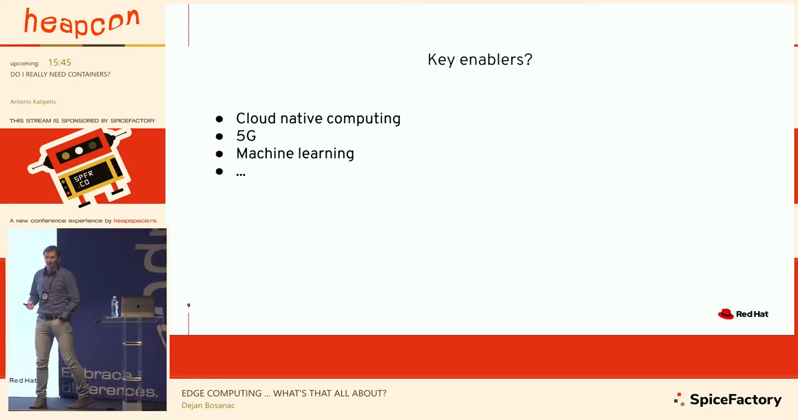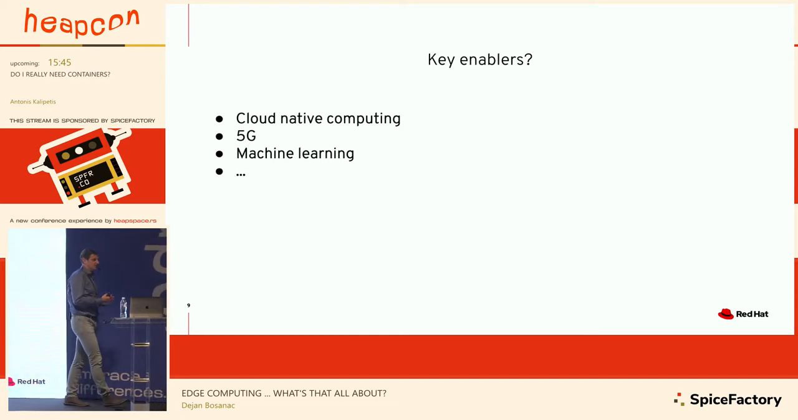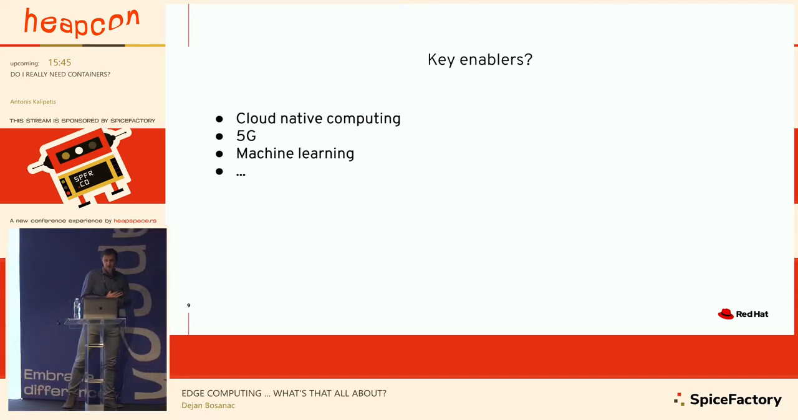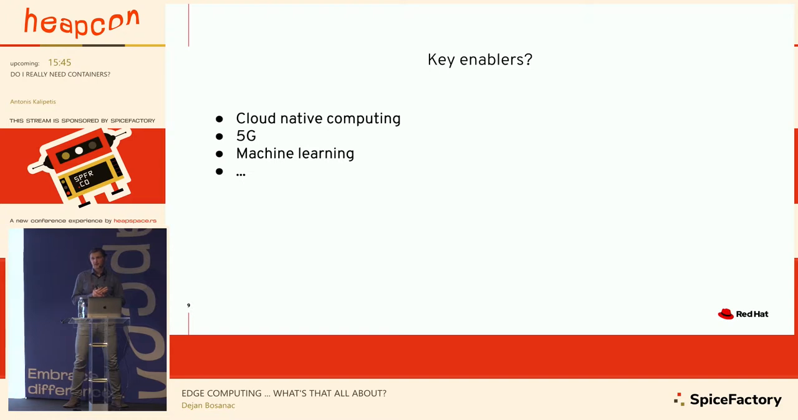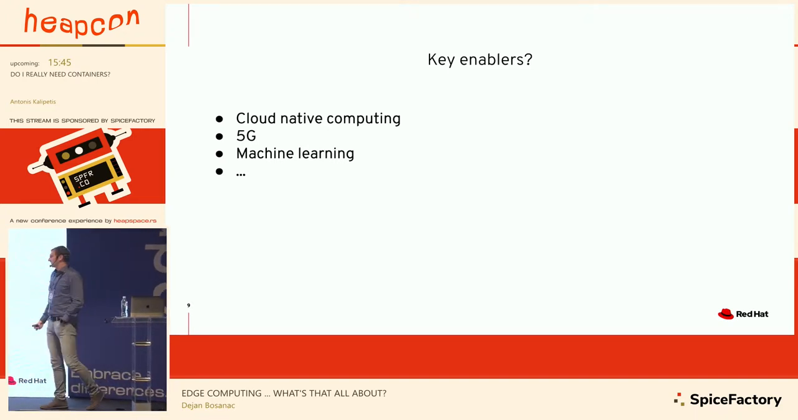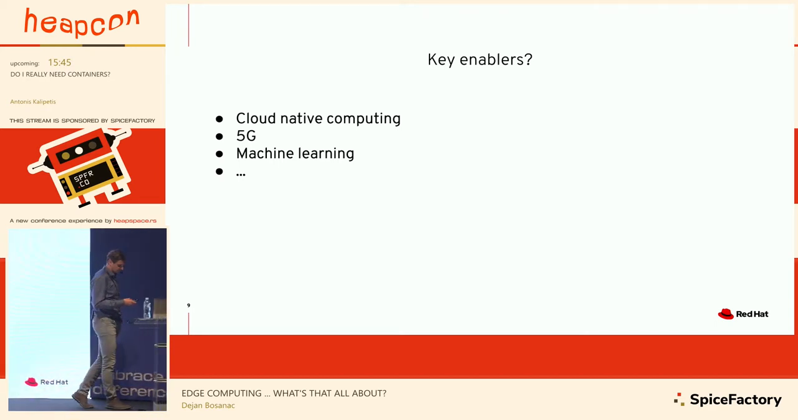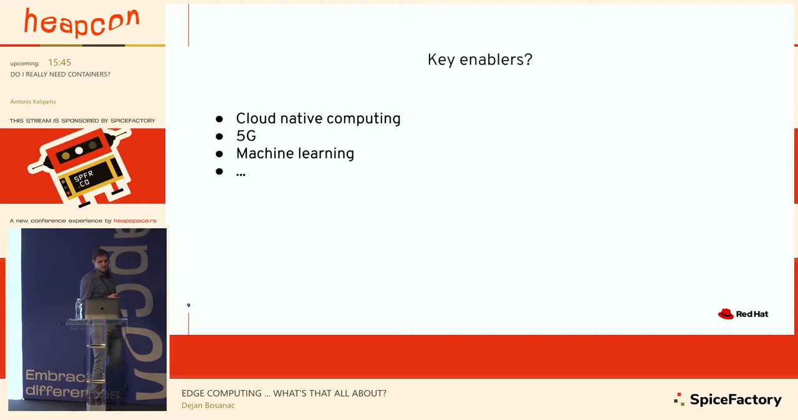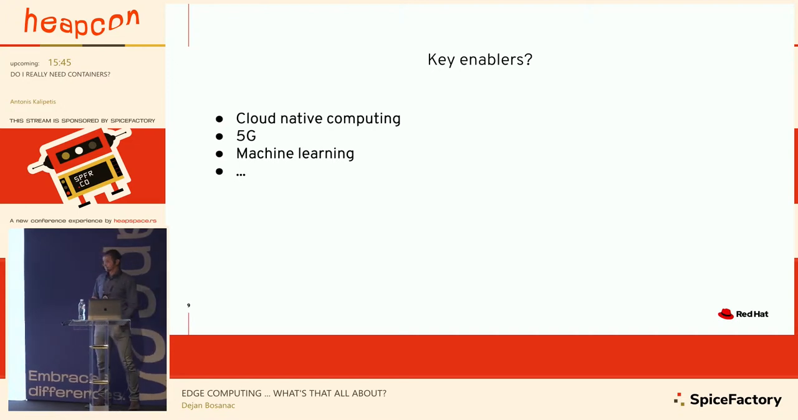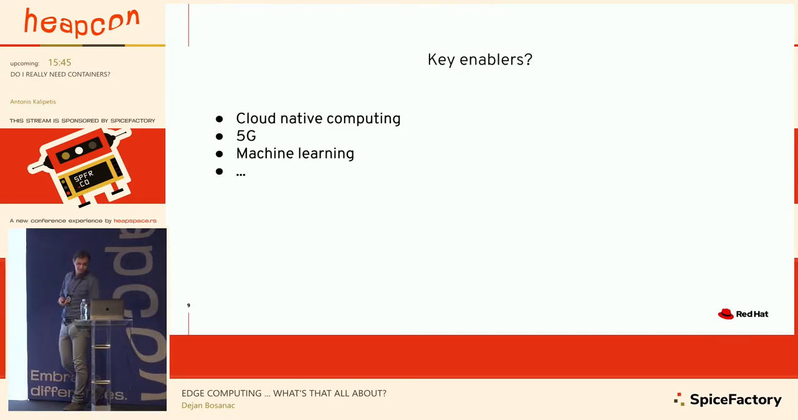So that's one of the key enablers moving the applications from the traditional model to more trained machine models, executing those models and making decisions locally as much as we can, right?